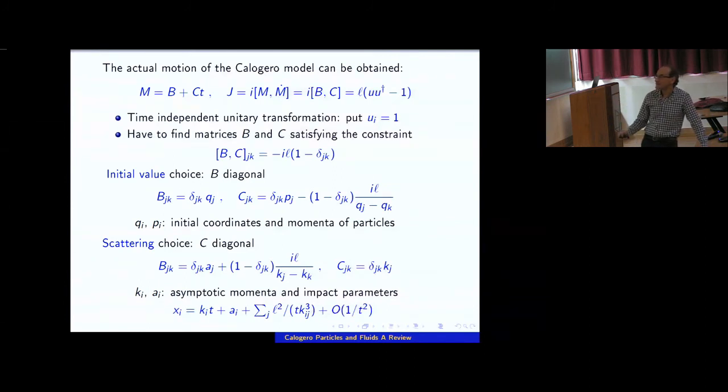I didn't care to compute it. This is just to show you that these deviations of the impact parameters in time fall off as 1 over t, and also as 1 over the relative momentum cubed. So if the relative momentum is large, they very quickly go to their initial values. If they are relatively close, they stay close for a long time.